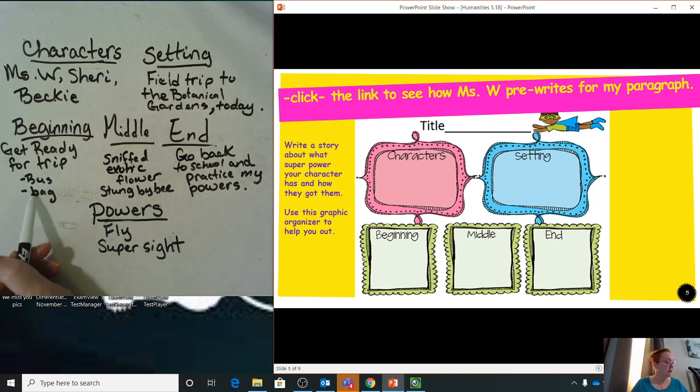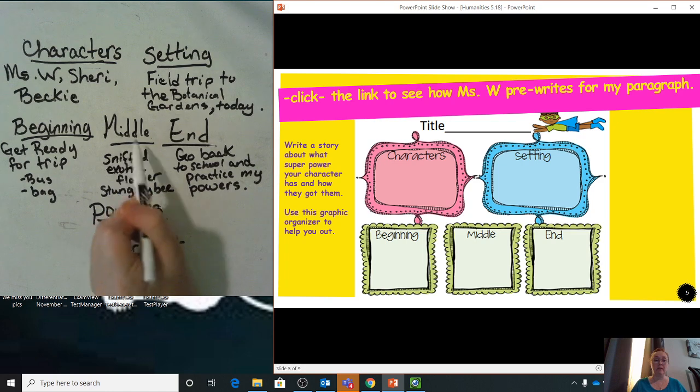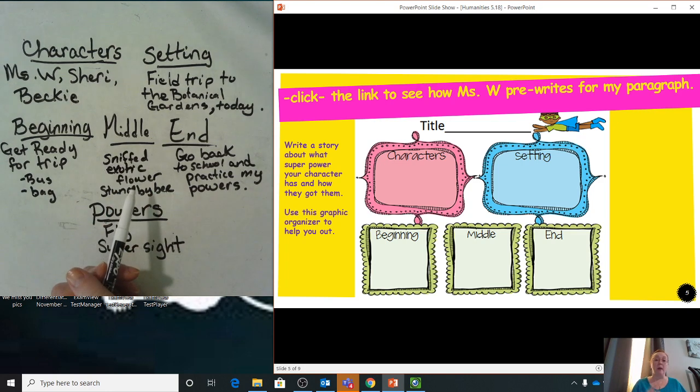Okay? All right. So, in the middle of my story, I'm going to get my powers. I'm going to say that I sniffed an exotic flower and I got stung by a bee. Because bees like flowers. So, I'm going to get stung by a bee. What's my powers? So, I'm going to write down here. I already figured out what powers I would like to have.